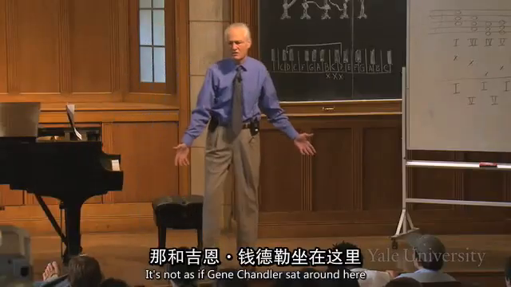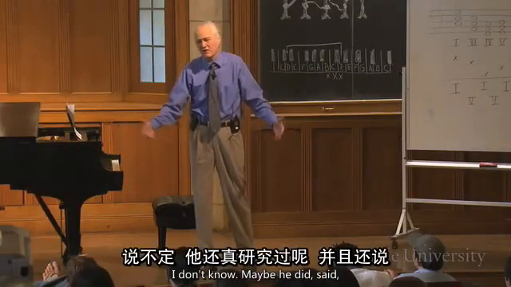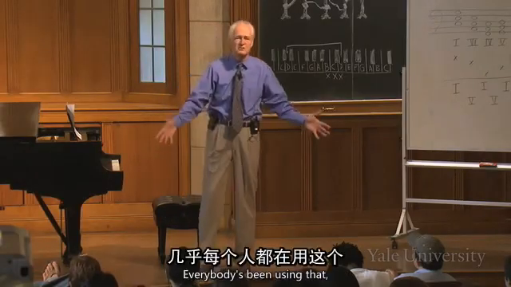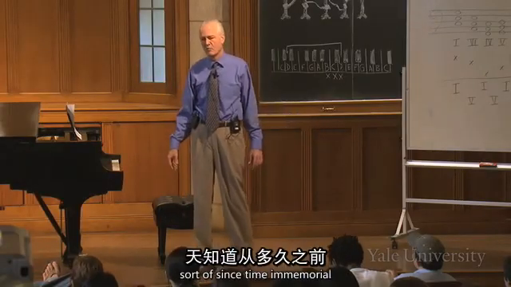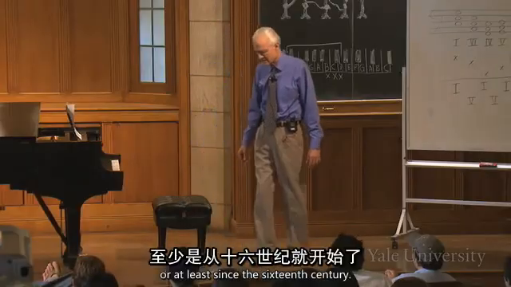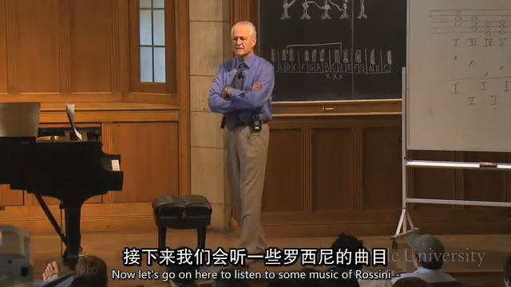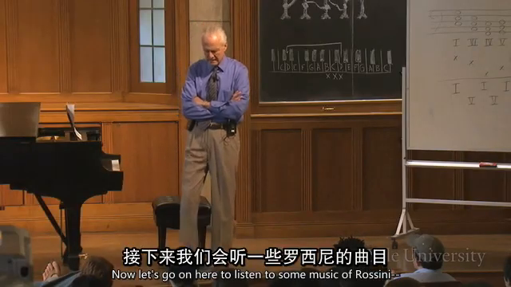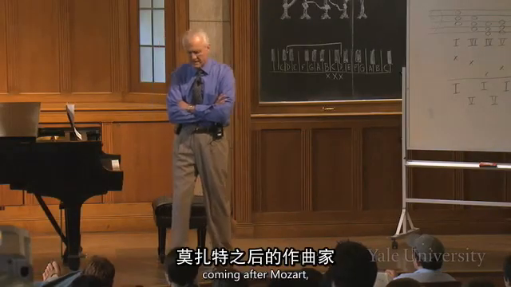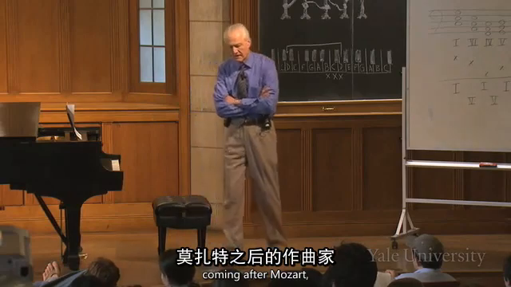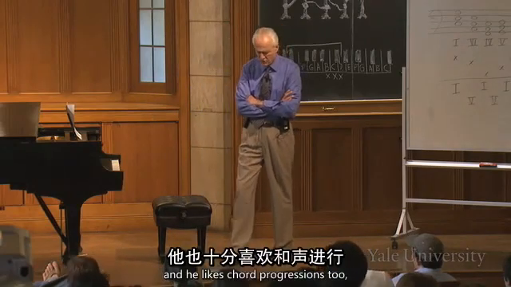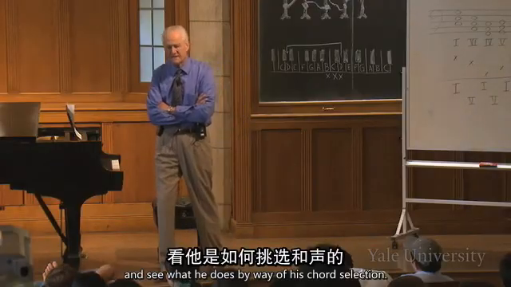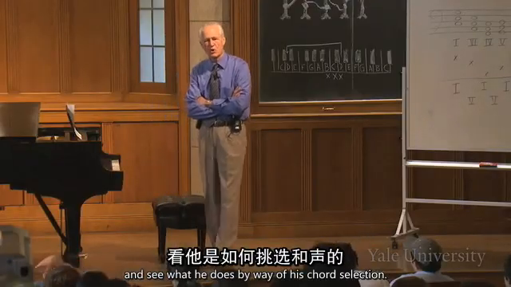It's not as if Gene Chandler sat around studying Mozart symphonies. I don't know, maybe he did, and said, oh, I like that harmonic progression, I'm going to use that here. No, everybody's been using that since time immemorial, or at least since the 16th century. Now, let's go on to listen to some music of Rossini, composer Giacomo Rossini, coming after Mozart, and he likes chord progressions too. So we're going to listen to a passage of Rossini and see what he does by way of his chord selection.